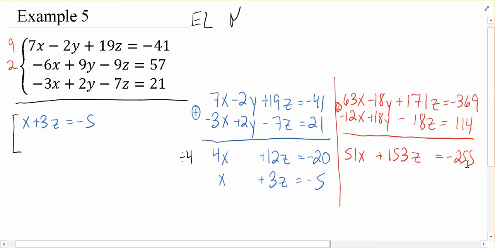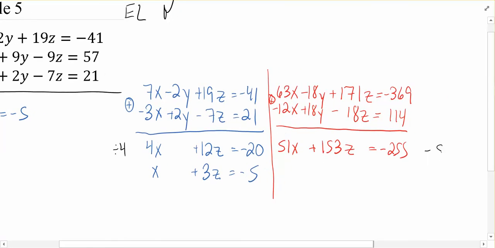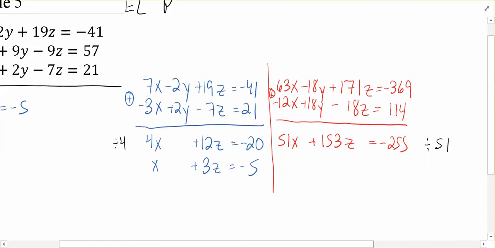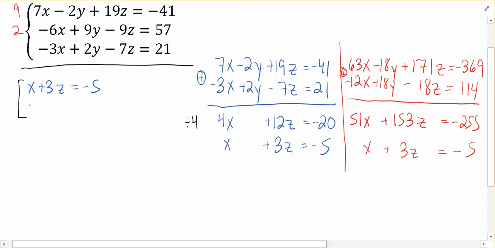But it looks like 51 actually divides into each of these. So just like we divided by 4 over there in our blue situation, we can divide by 51 here. That's going to get me x plus 3z equals -5. And as I write this much simpler thing over here, all of a sudden you can probably see what's going on. Now that we have the same two equations there, this is going to be an infinitely many solution situation.